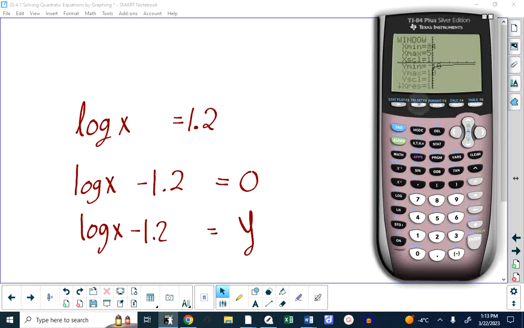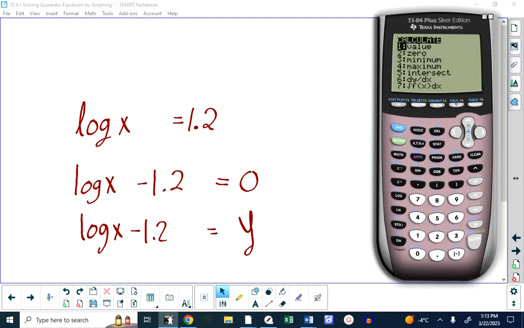Let's change our window setting to go up to 15. Looks like I have to go maybe a little further. And I also am going to shave off the top and bottom of my view window here. So I'm going to go up to 30, and I'm going to start at -2 and go up to 2. Can you find that x-intercept? Is it possible? Sure.